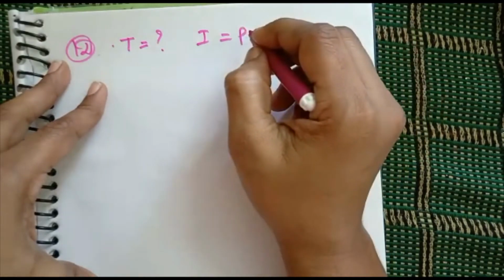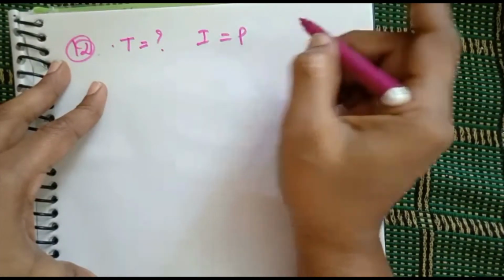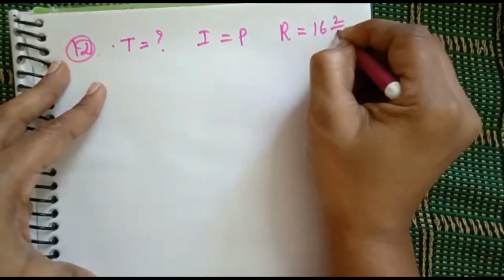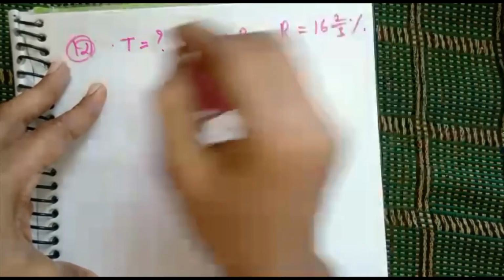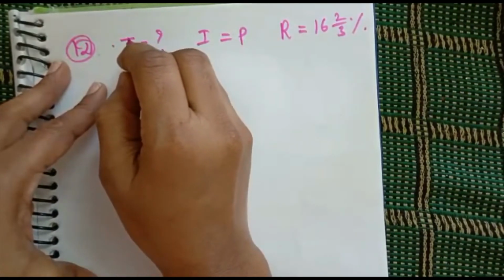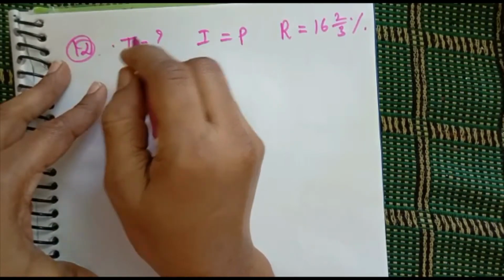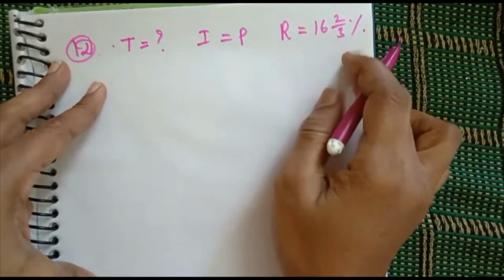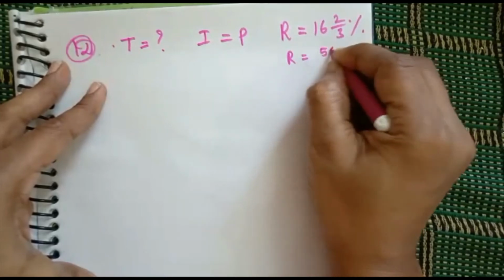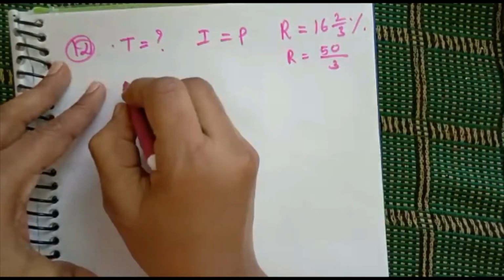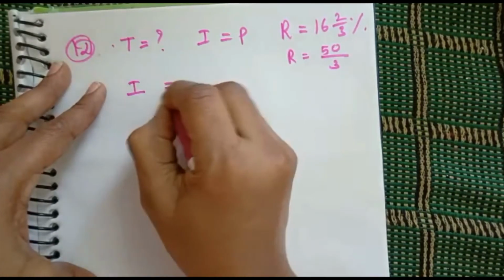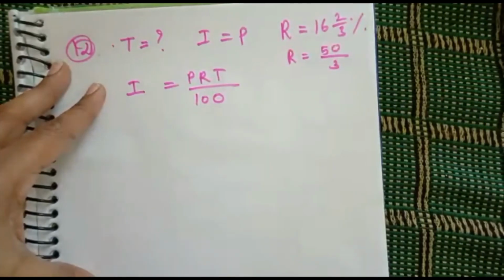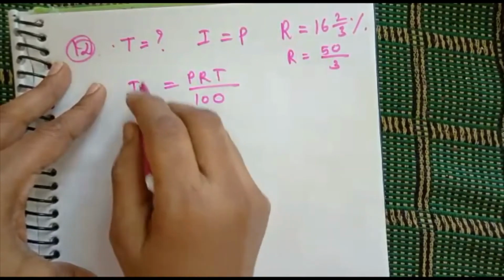The simple interest on a sum of money is equal to the principal at the rate of 16 2/3%. So we have to find the number of years. This information we are given: I equal to P, R equal to 16 2/3, that is R equal to 50 by 3. Then you just put it in the formula, I equal to PRT divided by 100. So I is equal to P.